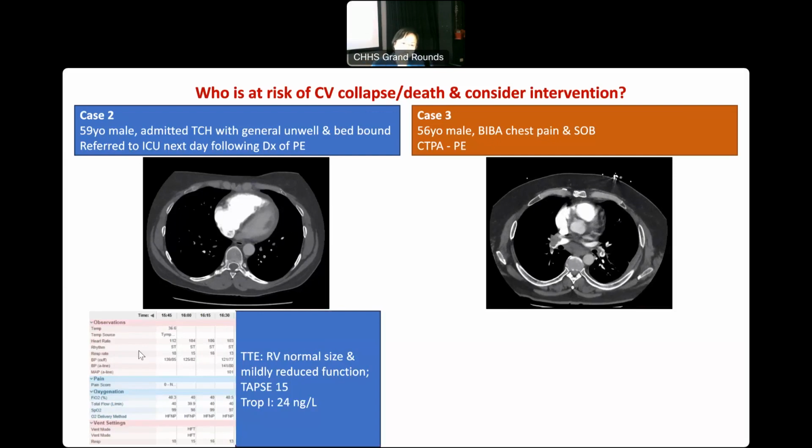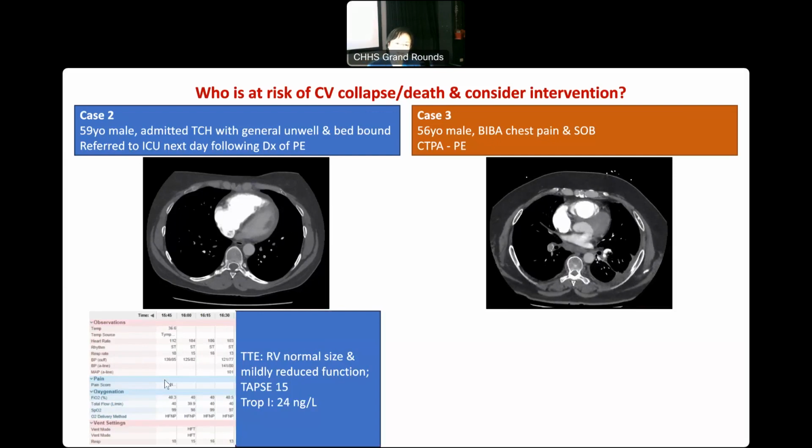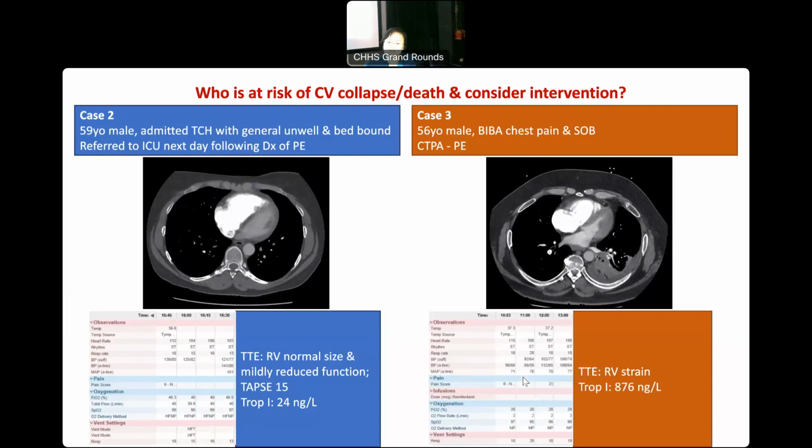Look at case 2's vital signs: a little bit tachycardic, unsupported blood pressure. You could argue whether he actually needs the oxygen, but he's on 40% high flow, 99 sats. He came to ICU, we did an echo: normal size RV, maybe mildly reduced function, and normal troponin. What about case 3? A little bit tachycardic. MAP is 70, so he has perfusion pressure. However, his systolic is about 90 plus.